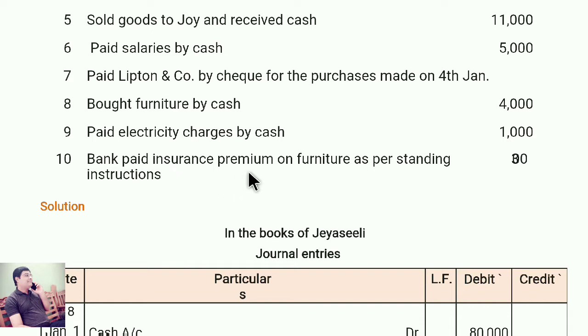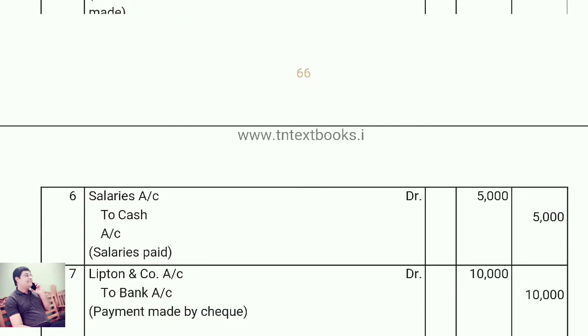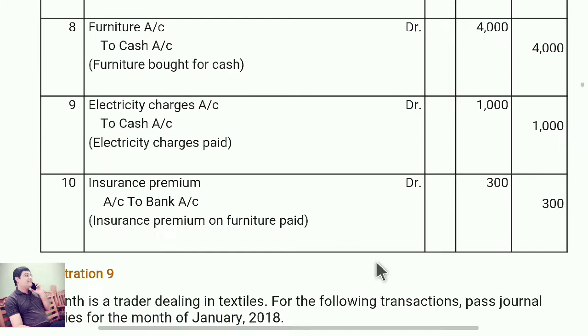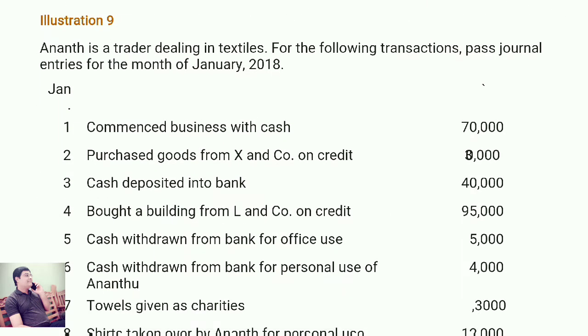Bank paid insurance premium. We paid the insurance premium through how? Through bank. So bank is credited. So insurance premium account debit to bank account. See the answer over here. Insurance premium account debit to bank account rupees 300. Understand? Now we move on to next illustration 9.